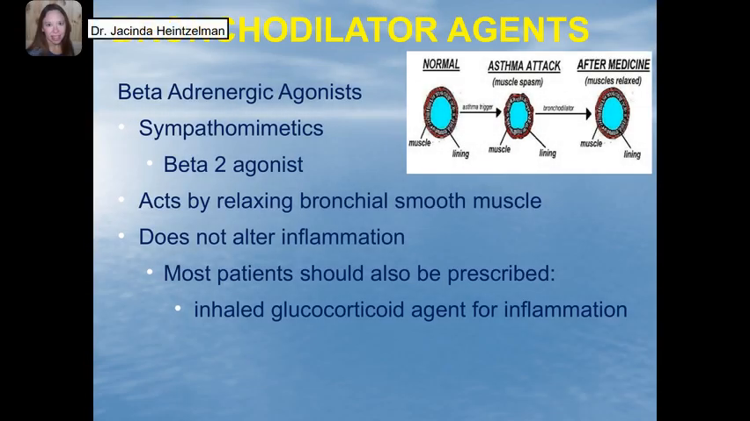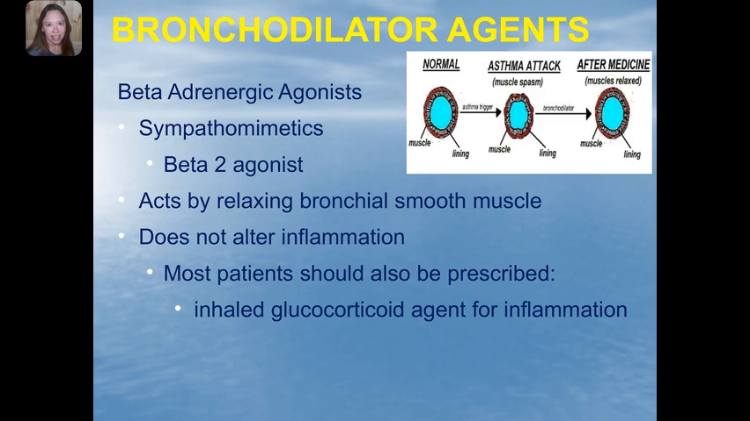Let's talk about a bronchodilator agent that we can use. We can use a beta adrenergic agonist, which is going to be a sympathomimetic, and it's going to be working directly on the beta 2 receptor. We've talked about beta 2 before. When we think about beta 2, remember there's two lungs, so we know if we're stimulating beta 2, we're going to help cause bronchodilation when using a sympathomimetic.